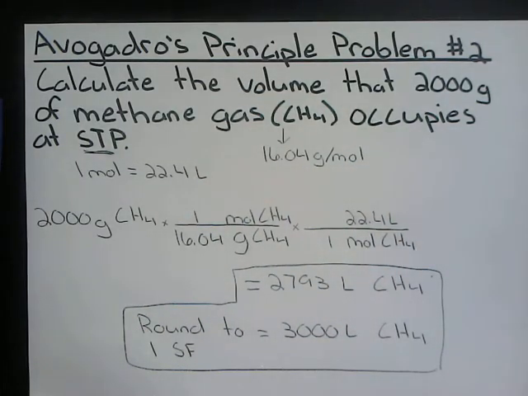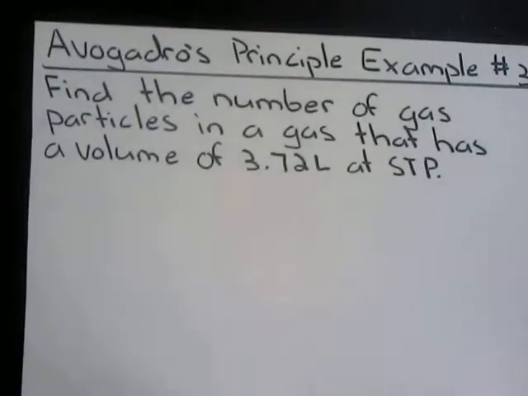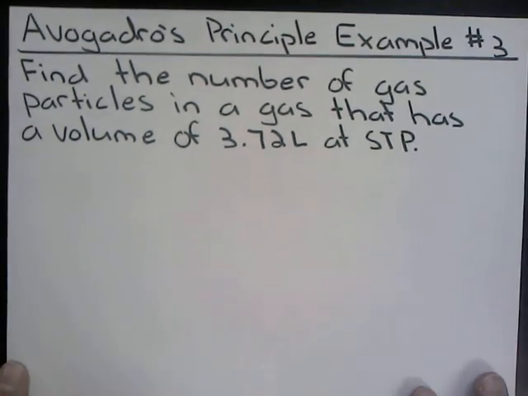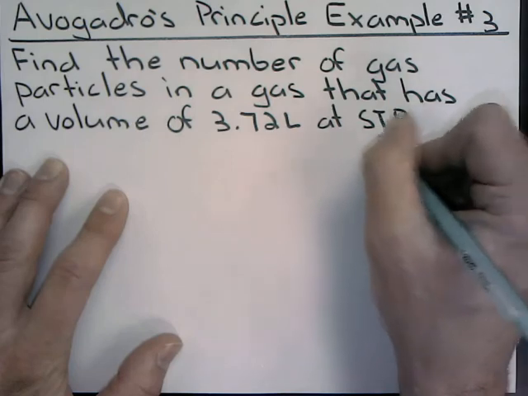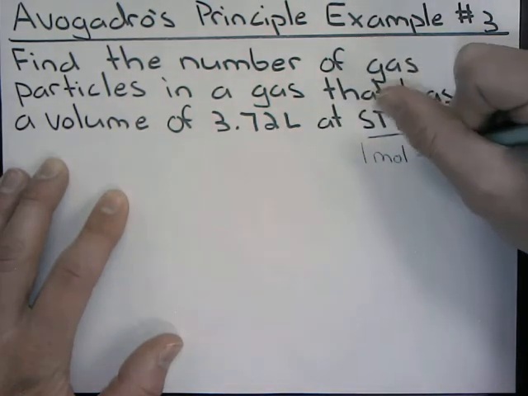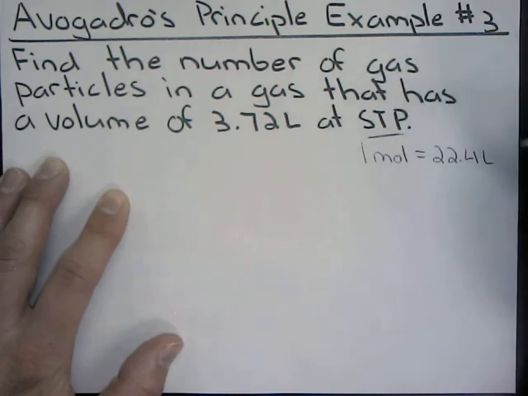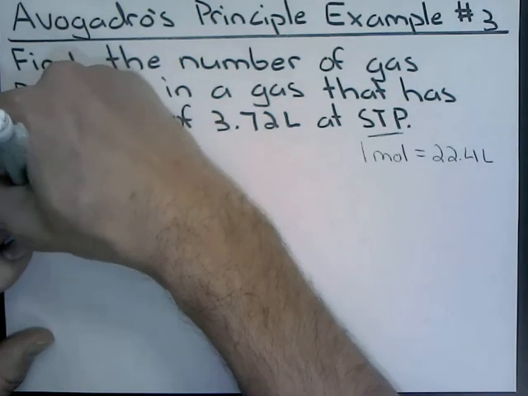And now we can go one more problem here. And so our final problem says find the number of particles of a gas that has a volume of 3.72 liters at STP. Again, we have STP, which is good news for us. That means 1 mole is equal to 22.4 liters. So we start out by writing down what we have. We have 3.72 liters of a gas.